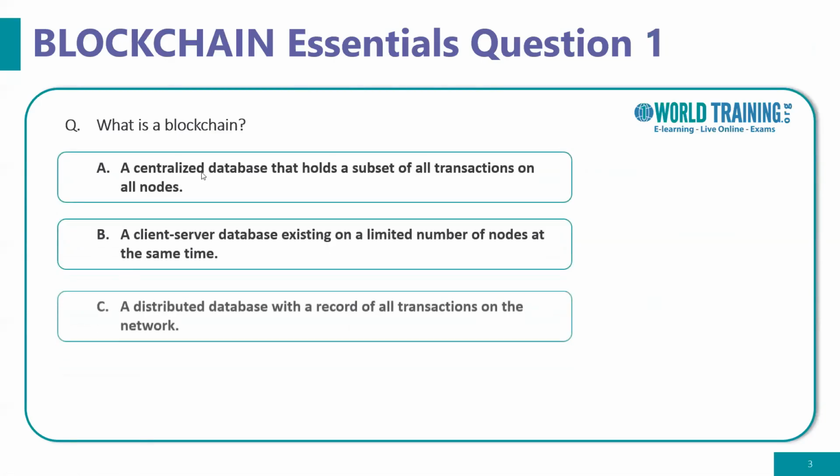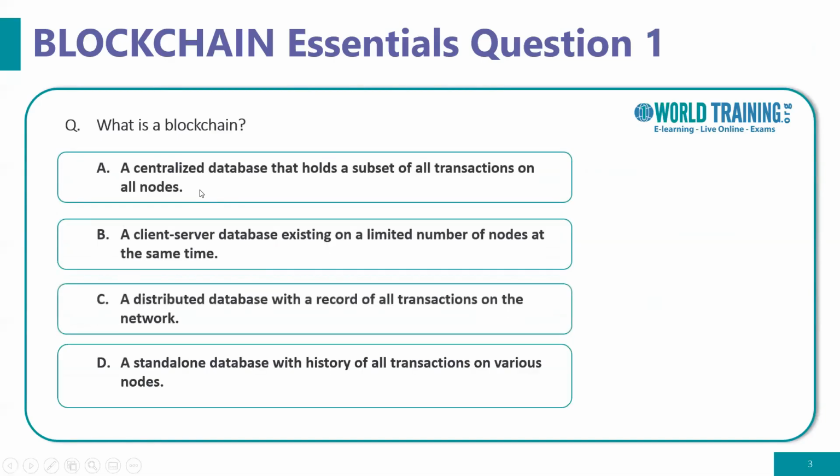The first question is, what is blockchain? Option A: a centralized database that holds a subset of all transactions on all nodes. Option B: a client server database existing on a limited number of nodes at the same time. Option C: a distributed database with a record of all the transactions on the network. And option D: a standalone database with a history of all the transactions on various nodes.